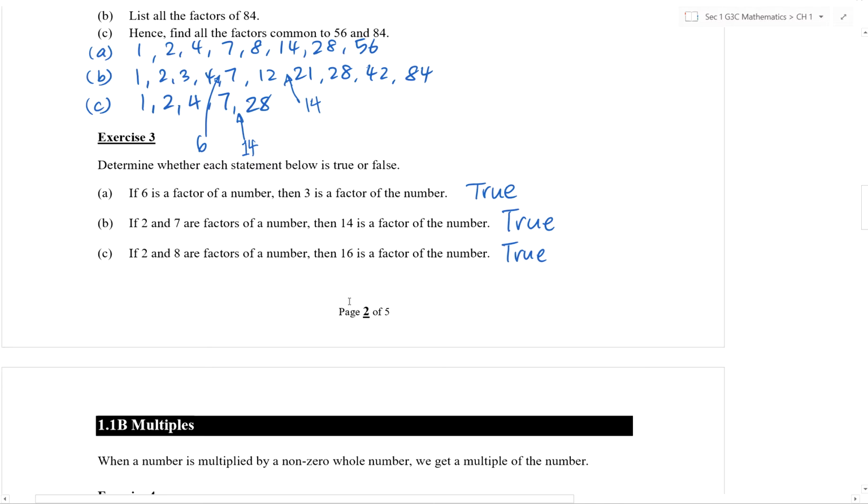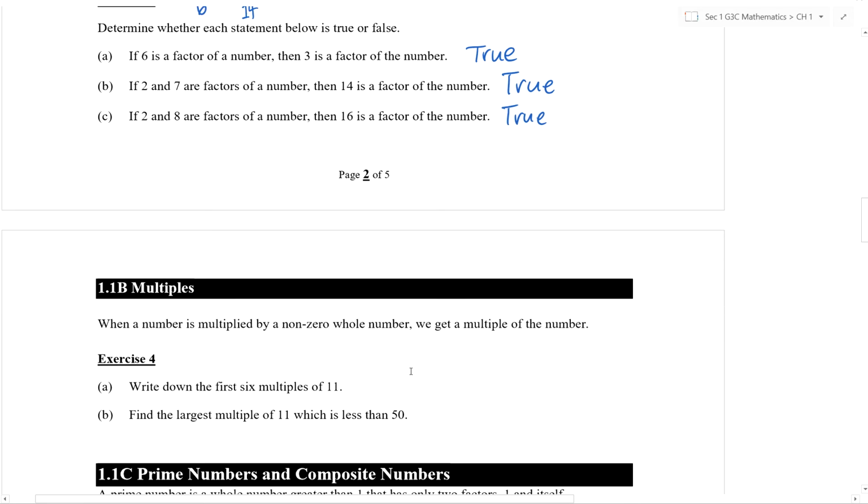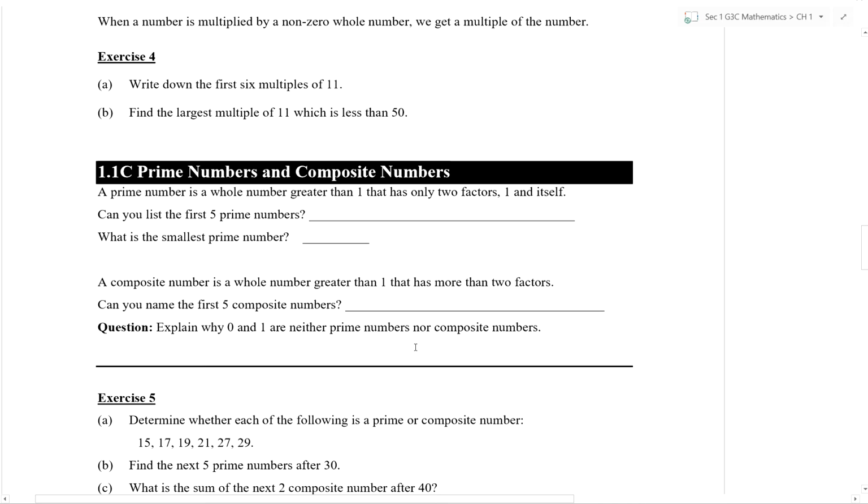Okay, moving on to next part. We have done factors already. Let us now do multiples. When a number is multiplied by a non-zero, so we specify it is non-zero, it cannot be zero, we get a multiple of the other number. So write out the first 6 multiples of 11. So what is the first non-zero whole number? Whole number. First non-zero whole number.